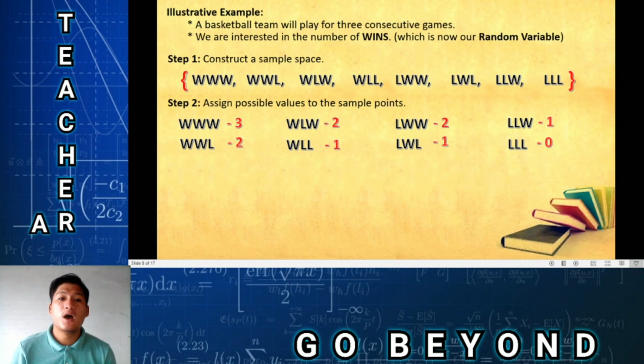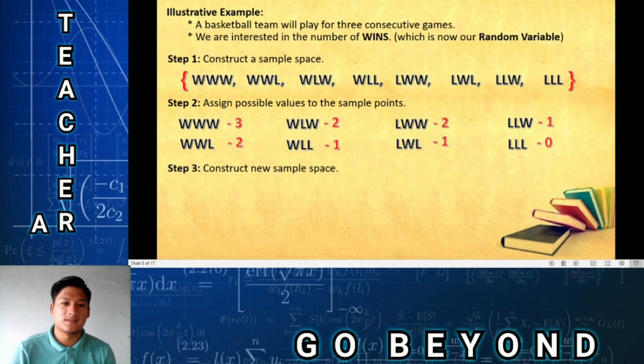Again, step 2, we have to assign possible values to the sample points according to our random variable because we are looking for the number of wins, because the number of wins is our random variable. So let's proceed to step 3. Step 3, construct new sample space.